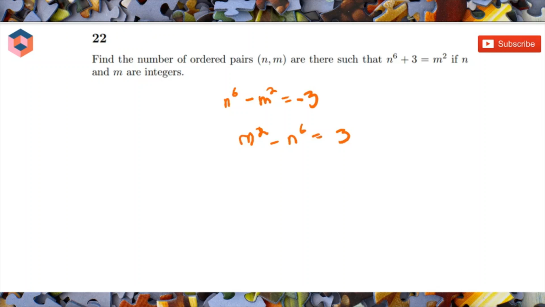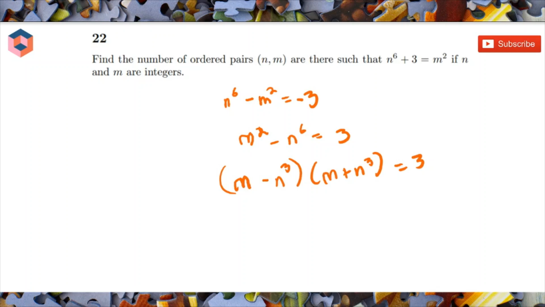Wait, this is just a difference of squares. We have (m minus n cubed) times (m plus n cubed). And this is a Diophantine equation. So since both of these are integers, this is closed under integers, we can set each of these to a factor of 3. And we can solve to get valid values of m and n. That'll tell us how many values there are.